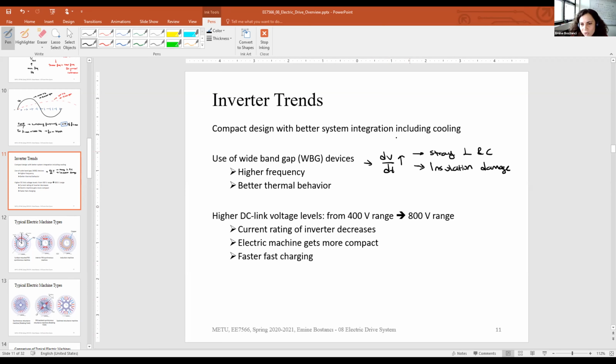So that's why we also need to make sure that this dV/dt can be handled in the drive system. Moreover, the insulation of the EM is not damaged. So there will be a problem with the insulations of the electric machines.